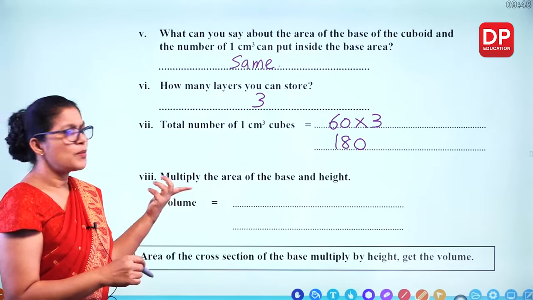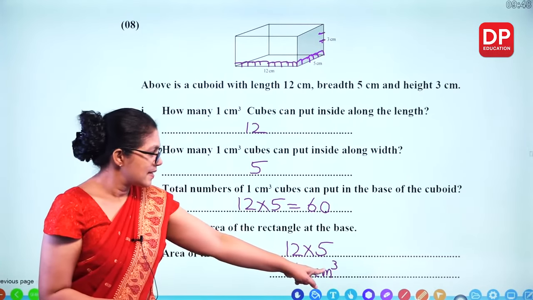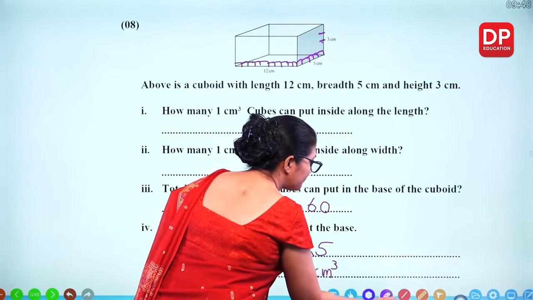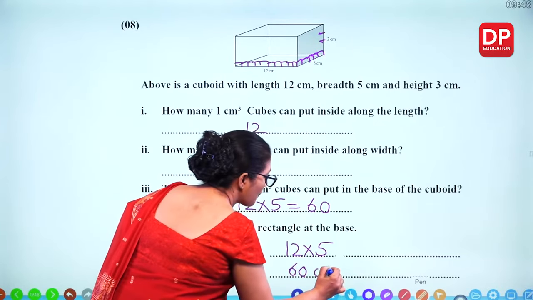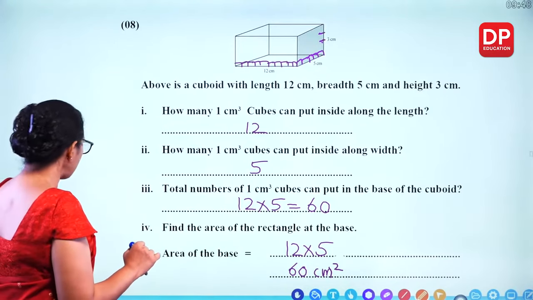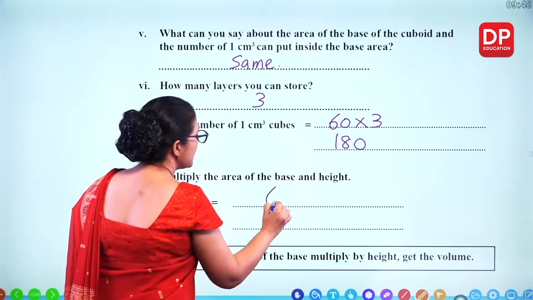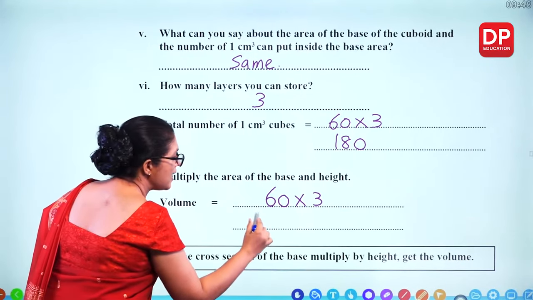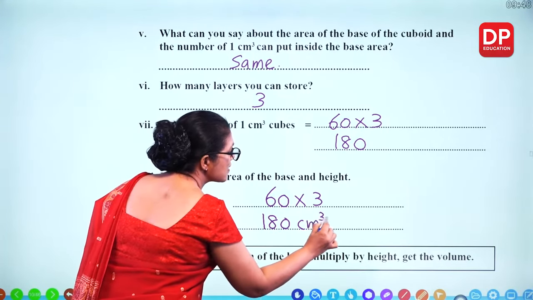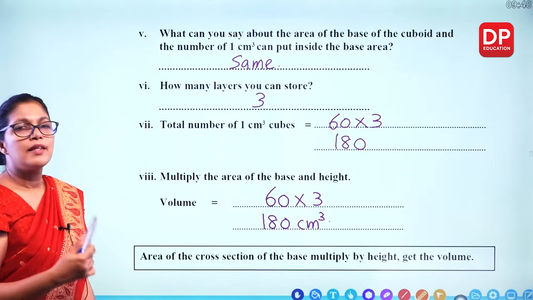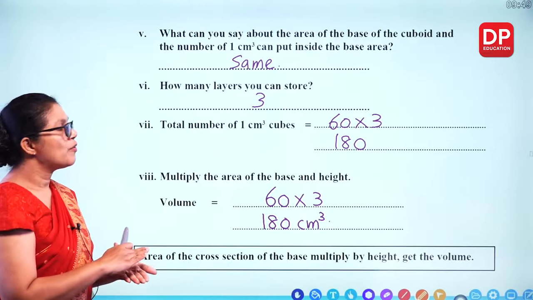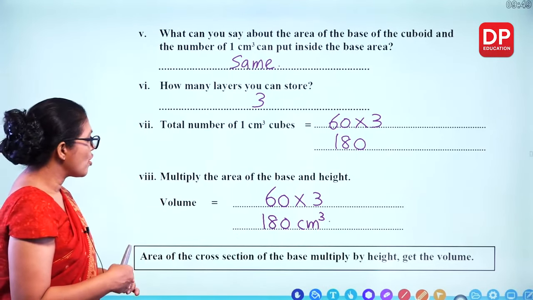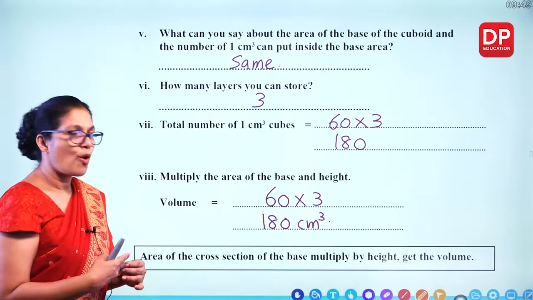Now we'll multiply the area of the base with the height. We got the base is 60 square centimeters. We made a mistake there. We'll take that one here. So 60 is the area of the base, into 3 is the height. 60 times 3, 180 cubic centimeters. Now what can you say about the answer? If you want the volume of the cuboid, you can take the base area and multiply by height. Base area into height. The area of the cross section of the base multiplied by height gives you the volume.